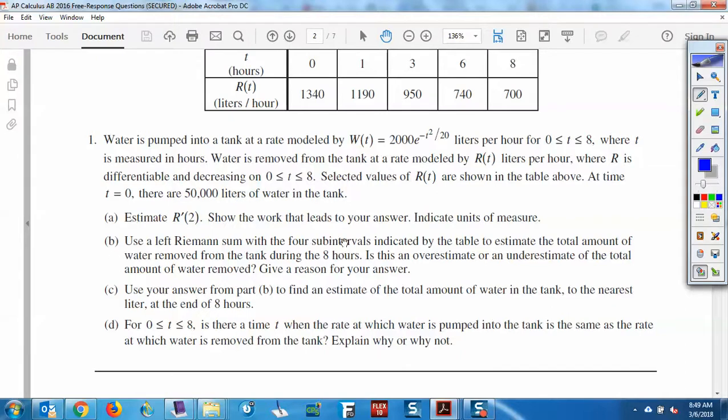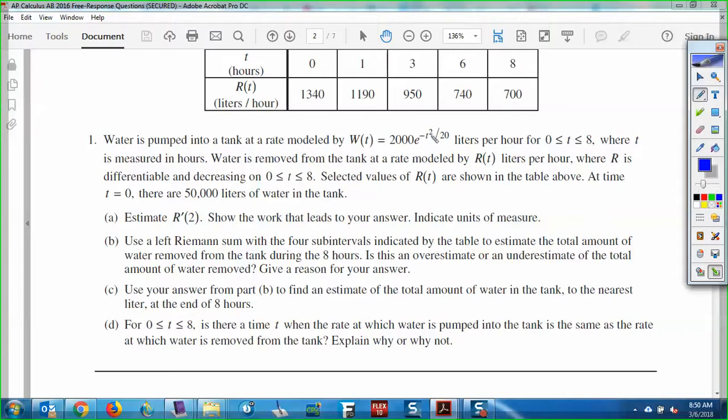It says use a left Riemann sum with 4 subintervals indicated by the table to find the amount of water removed from the tank during 8 hours. The amount removed from the tank. Okay? All right, so the amount removed from the tank would be, this is liters per hour, so that'd be the integral of R, because that's liters per hour, from 0 to 8. Okay? So that would be the net amount in liters.